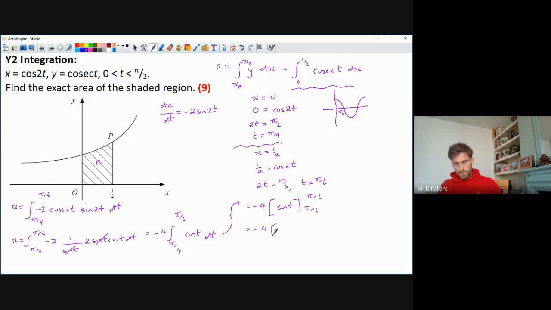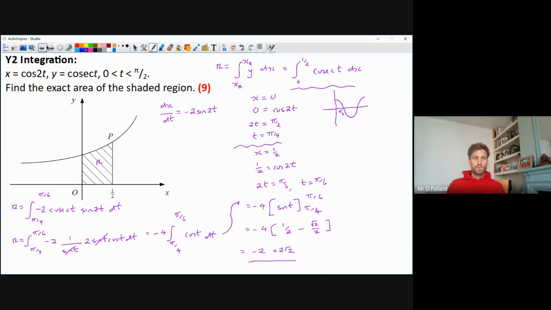And the sine of pi on 6 gives us a half, and it's really tempting to write the smaller number on the bottom. Minus sine of pi on 4 gives us root 2 over 2. So we've got minus 4 times a half is minus 2. And then minus 4 times minus root 2 over 2 gives us plus 2 root 2. And there we go. That is the value of r.